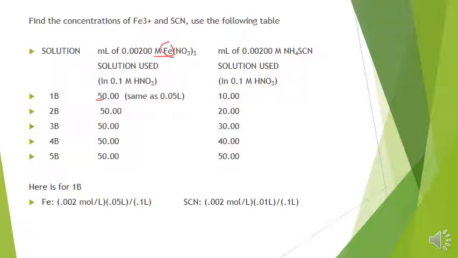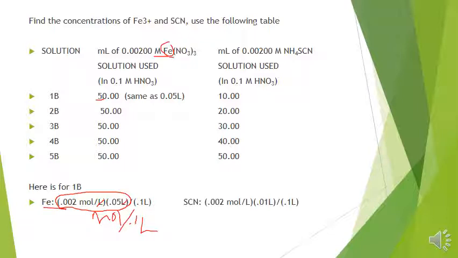The way to do that is first figure out how many moles of iron there are in the 50 mils. So 50 mils is 0.05 liters. To figure out moles, you do molarity times liters. You can see that the liters cancel out. Then you get how many moles of Fe. To figure out the molarity, you divide by 0.1 liters, which is 100 mils, and that'll give you the molarity of your iron.